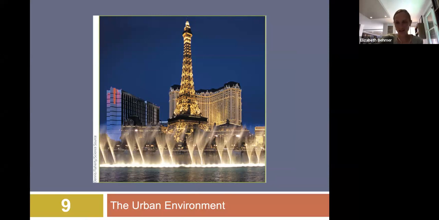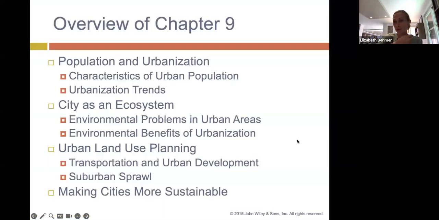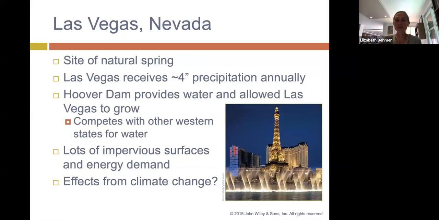But Chapter 9 is on the urban environment. We've talked a lot about environmental biology, but what about the urban environment? This is one of my favorite chapters. This is so interesting to me, especially living in Southern California, the cities that we live in. This is just fascinating. So I hope you guys enjoy this chapter.